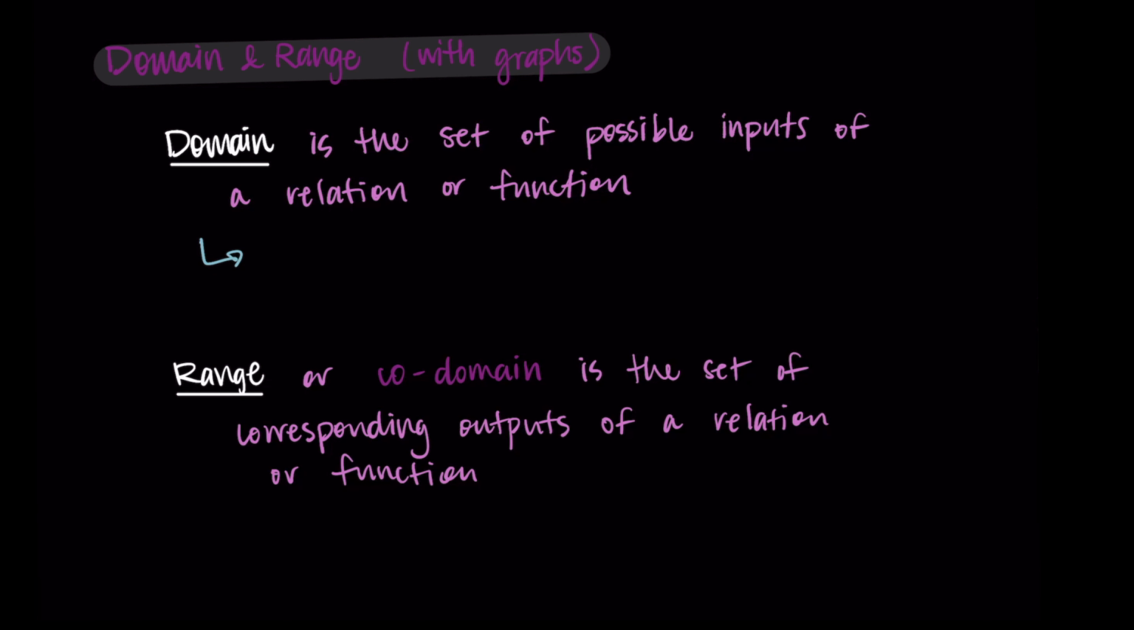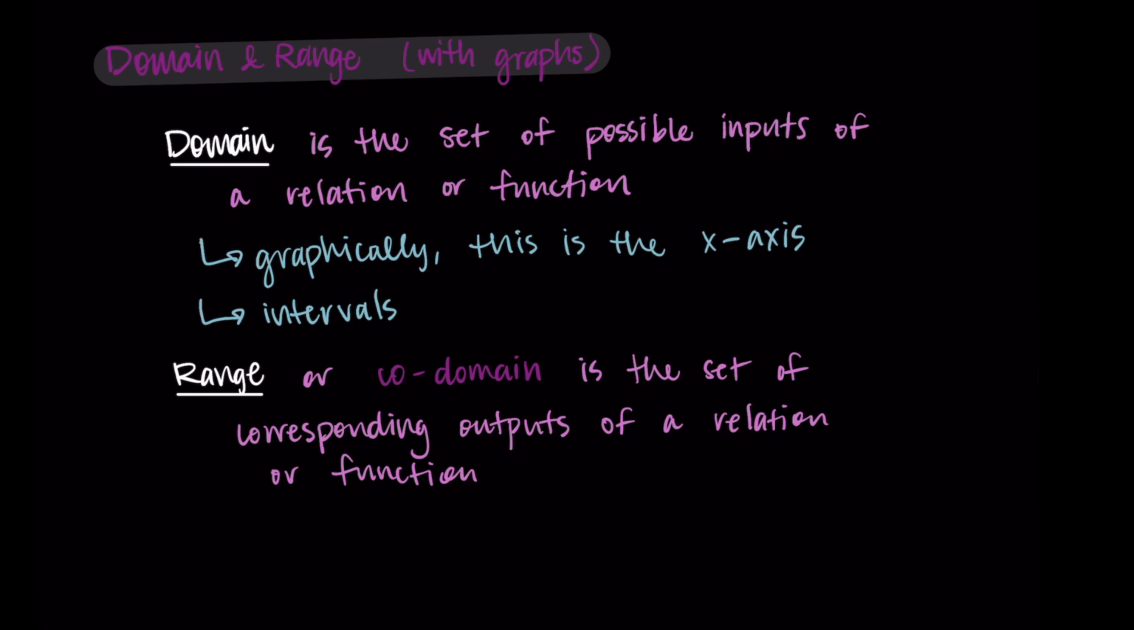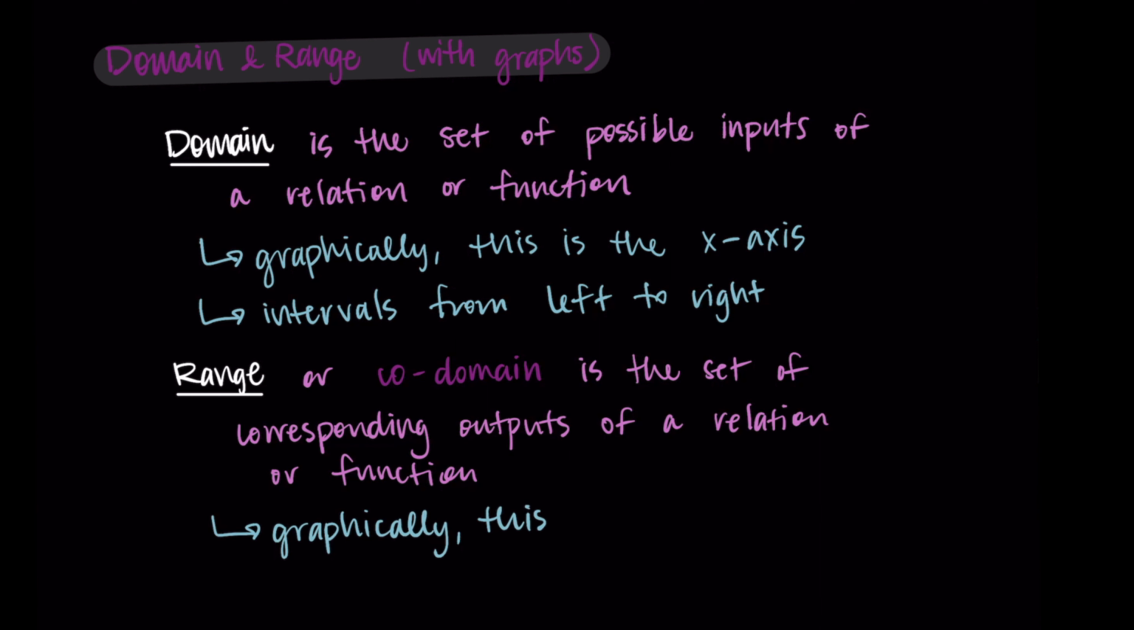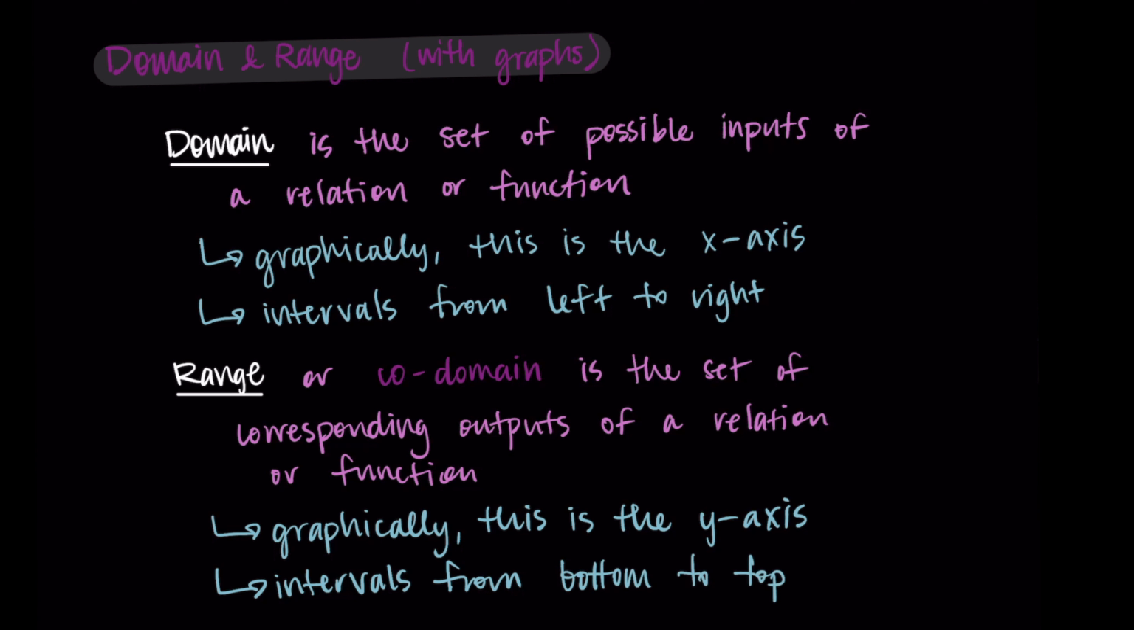When we're doing this on a graph, since the domain is the inputs, this would correspond to the x-axis. Because of this, we would look for intervals going from the left to the right. So the domain is going to be an interval of values that correspond to inputs on the x-axis. Similarly, with the range, we would look at the y-axis since this corresponds to the outputs. So our range would be an interval and we'd go from bottom to top. So we're going from least to greatest in that way by starting at the bottom of the y-axis and going up to the top.